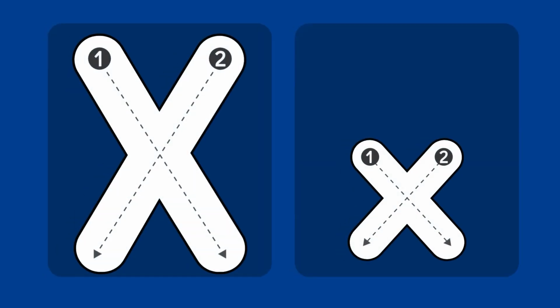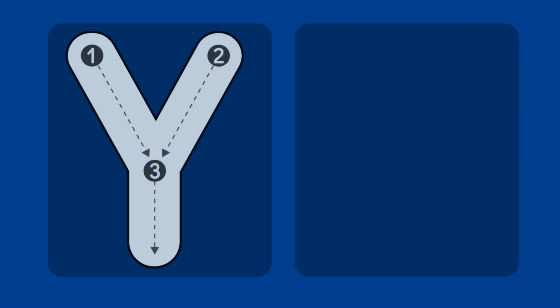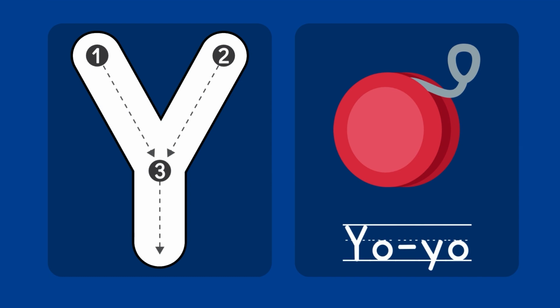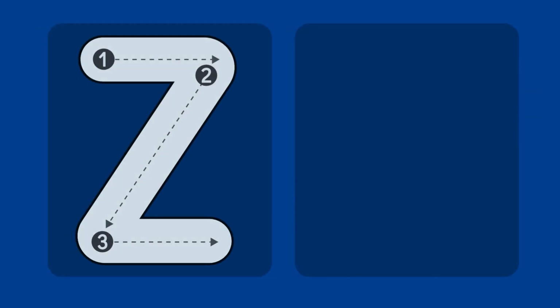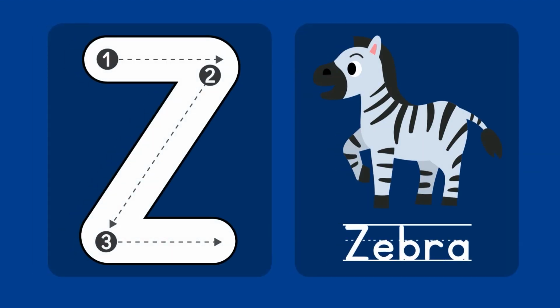For X. X for X-ray. This is how you write Y. Y for yo-yo. This is how you write Z. And the last, Z for zebra.